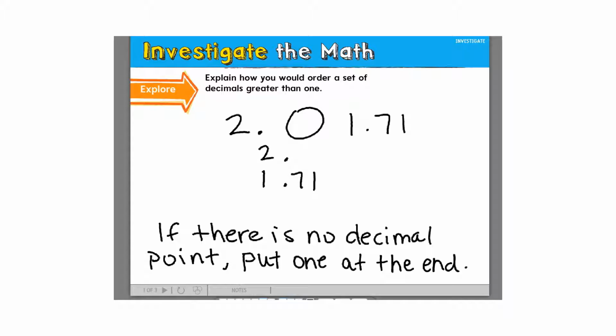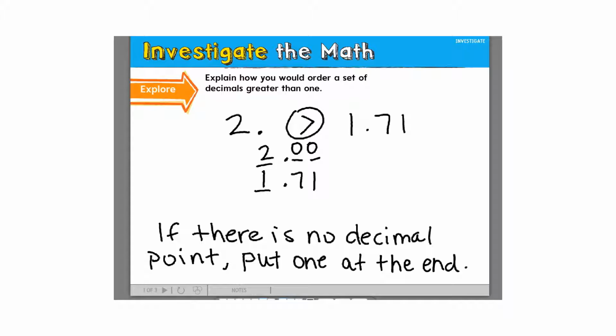Now I have a 2 where I'm going to annex a couple of zeros right here. And then I can start comparing. So all I did was fill in the gaps in the empty space. Now I'm going to start comparing here. And because 2 is bigger than 1, then my answer would be that 2 is bigger. 2 is bigger than 1 and 71/100ths.